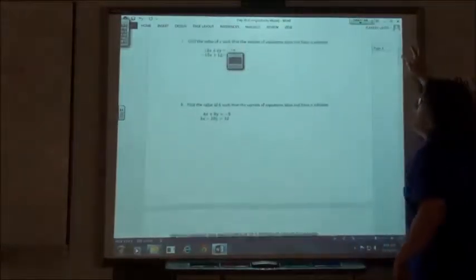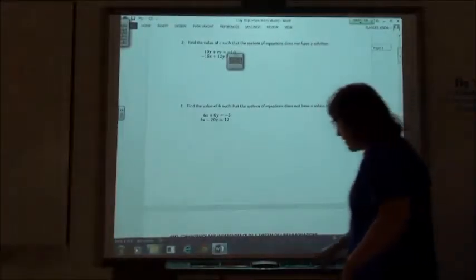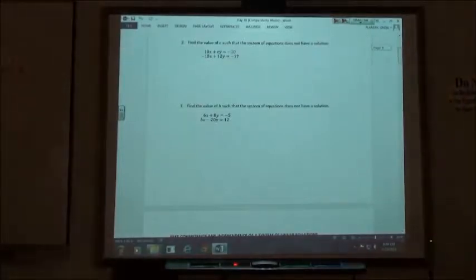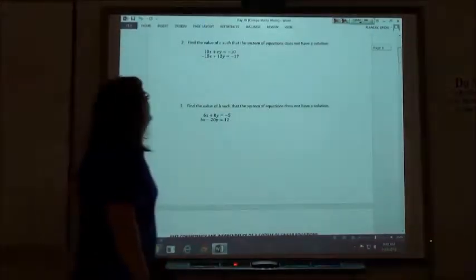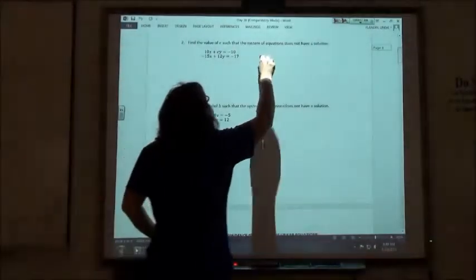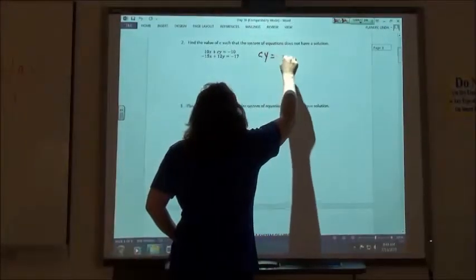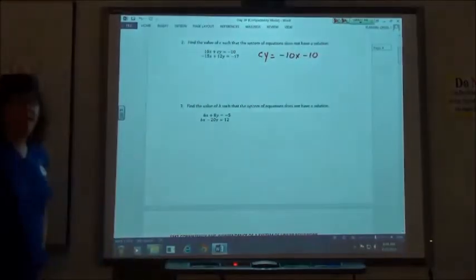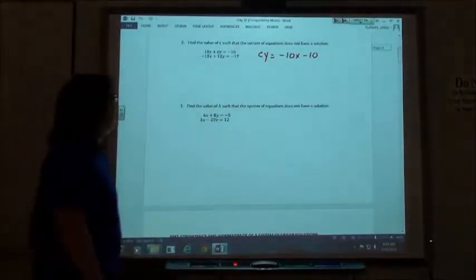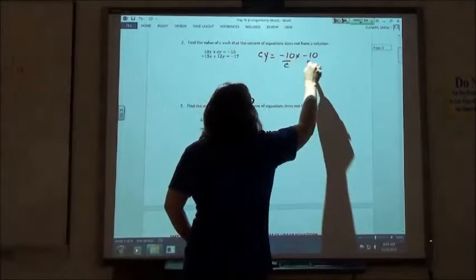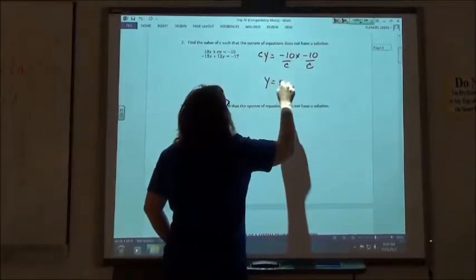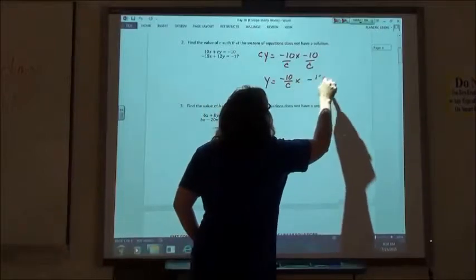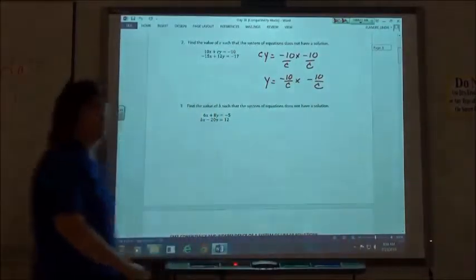So the second one there, again, we want to go ahead and rearrange those so they're both solved for y. If we do the top equation, what would we do? Subtract my 10x. So cy equals negative 10x minus 10. And then divide by my c. So y is going to equal negative 10 over c x minus 10 over c.